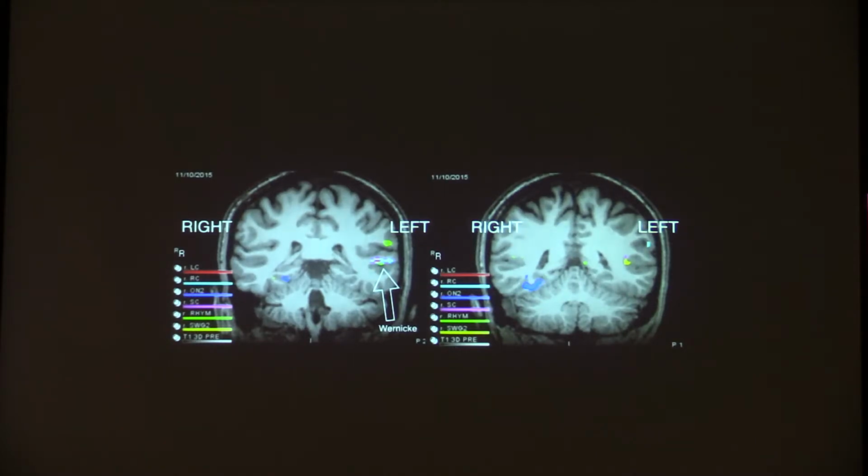But this is where it got kind of crazy. You see that blue thing? Where is that? Fusiform gyrus. Oh my goodness, there's a lesion in the fusiform gyrus on the left side, and now all the activation that you see is on the right side.